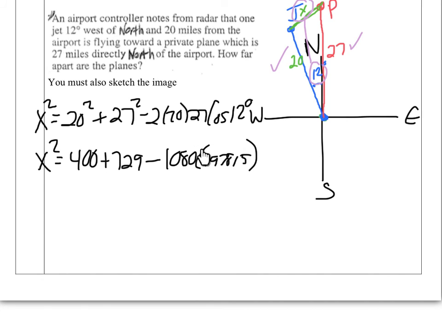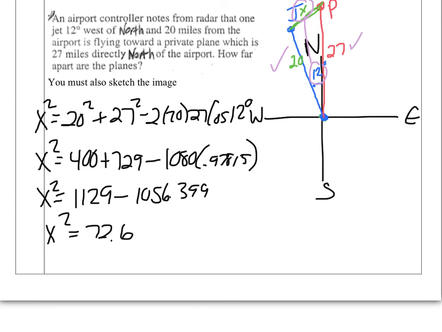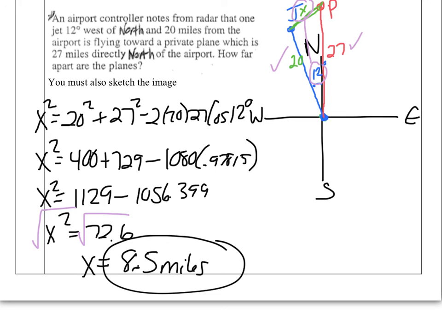Now be very careful. If this cosine value in my calculator came back as negative, and I had to multiply this negative number by another negative, this would then change to positive. But in this case, we have a negative 1080 times this positive value. So let's multiply these two, and I'll also combine these two in the next step. Here's what we have, the 400 and the 729, and then these two values multiply to that. Let's subtract these two to get 72.6 and wrap it up by getting x by itself. Don't forget to take the square root. Therefore, x is going to be 8.5, and we're talking miles, how far apart the two planes are from each other.